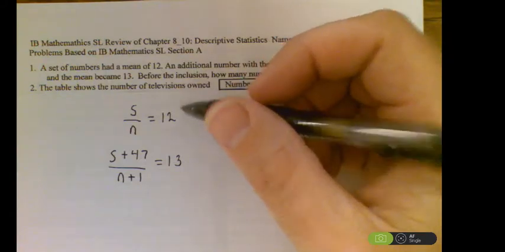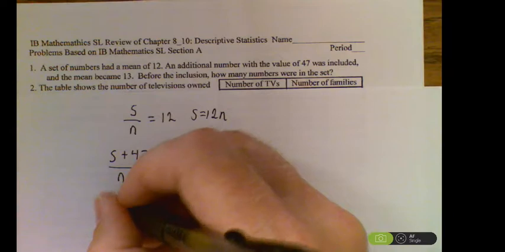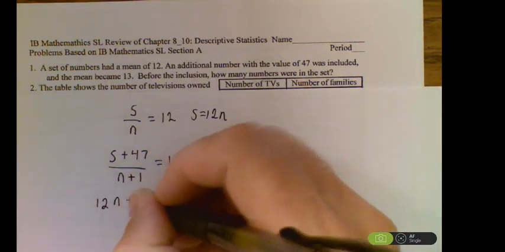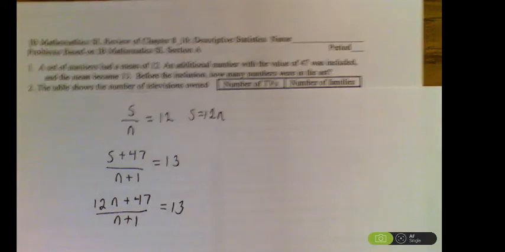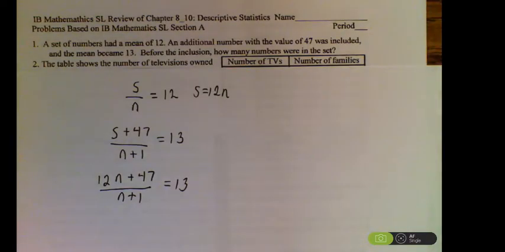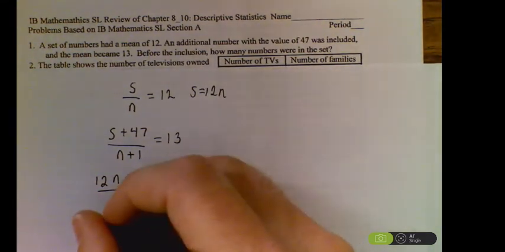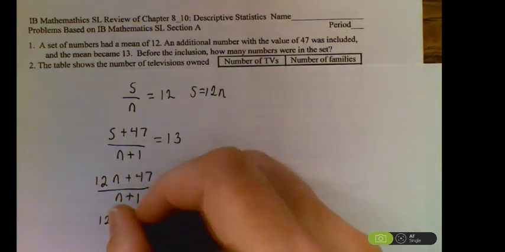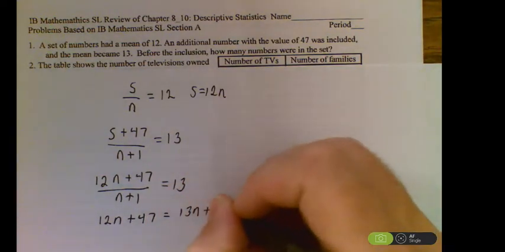If you look at the first case, I just multiply the n over to tell me that the sum was 12n, and now I can sub that into my other equation. And so now I know that (12n plus 47) over (n plus 1) is 13, and now we're just solving that for n. And so now I can just multiply my n plus 1 over to the right, which is where you would distribute the 13. So that gives you your 13n plus 13.